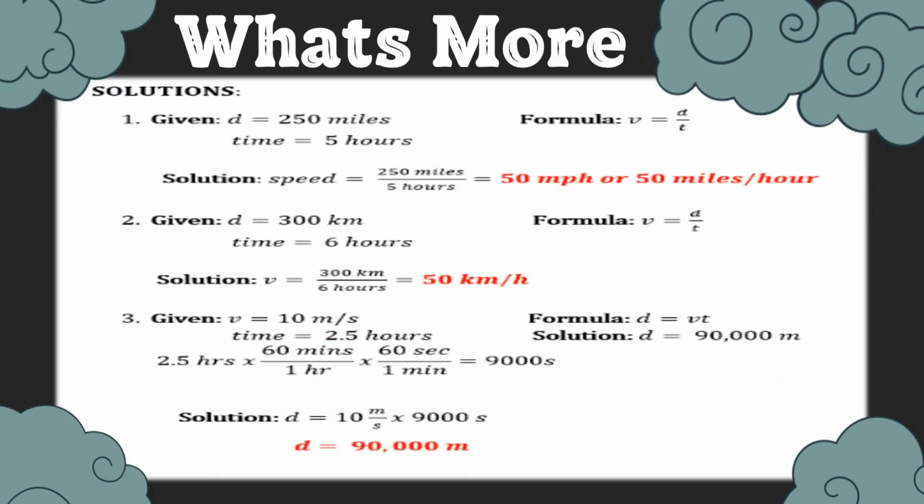Let's have the solution. Given: the distance is 250 miles and the time given is 5 hours. The formula that we're going to use is v equals d over t. By substitution, we have 250 miles over 5 hours. By division, we have 50 miles per hour.